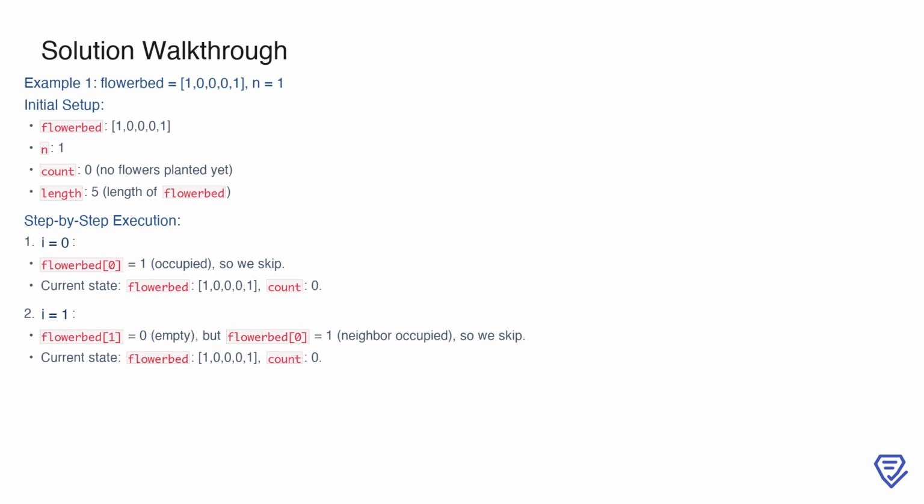Now, examining the flowerbed step by step, at index 0, we see that flowerbed 0 is 1, meaning the spot is occupied, so we skip this position. Moving to index 1, although the spot is empty, flowerbed 1 equals 0, its left neighbor, flowerbed 0, is occupied. Because of this, we cannot plant a flower here either. At this point, the flowerbed remains unchanged, and count is still 0.